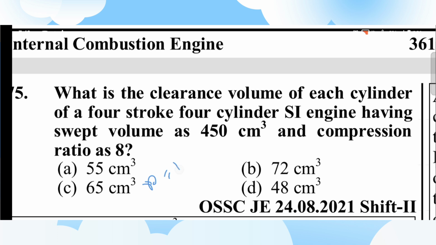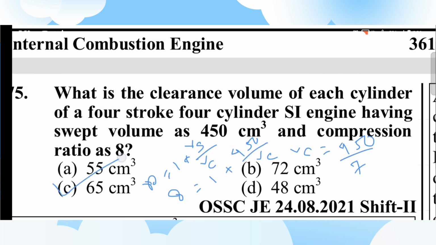r equal to 1 plus 1 by c, where c is the clearance ratio, यानी 1 plus swept volume by clearance volume. So here the swept volume is given 450 and the compression ratio 8. 8 equal to 1 plus 450 divided by Vc. So इधर 1 जाएगा तो 7 हो जाएगा. Vc equal to 450 divided by 7. 64 पॉइंट समथिंग आ रहा है, अप्रोक्सीमेटली 65 सेंटीमीटर क्यूब. सो 65 इज द आंसर.